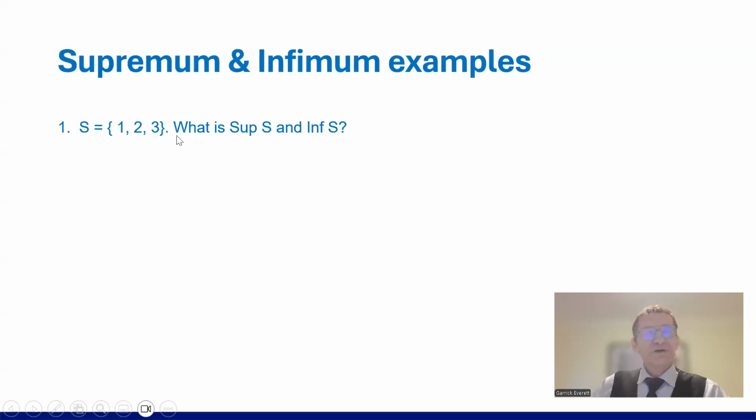So S equals {1, 2, 3}. Pretty sure I used the same example in lecture 1. What is sup S and inf S? Really, really easy. Supremum is 3, infimum is 1. Hopefully straightforward for your brain.